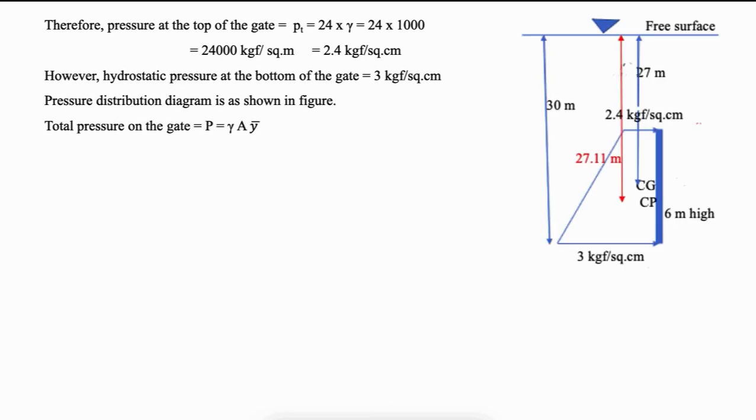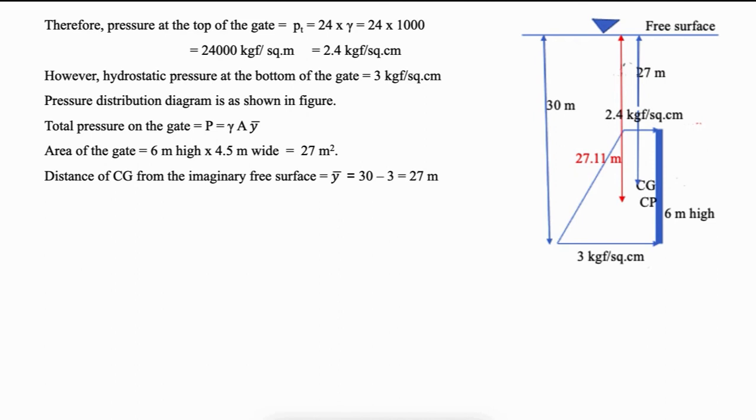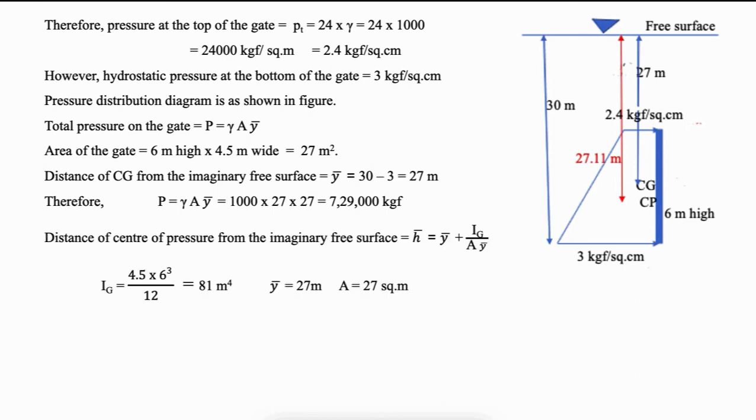Let us calculate the total pressure on the gate. P is equal to gamma into A into Y bar. A is equal to 27 square meters. Y bar is equal to 27 meters. P is equal to 7,29,000 kilogram force. H bar is equal to Y bar plus Ig by Ay bar. But Ig is equal to 81 meter to the power of 4. Substituting these values, H bar is equal to 27.11 meters.